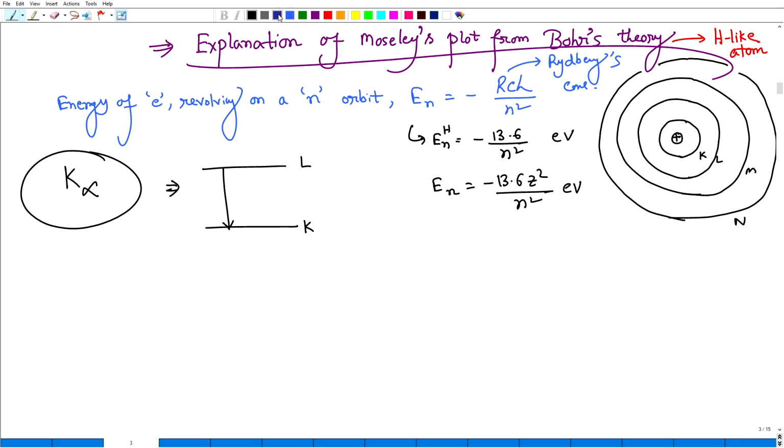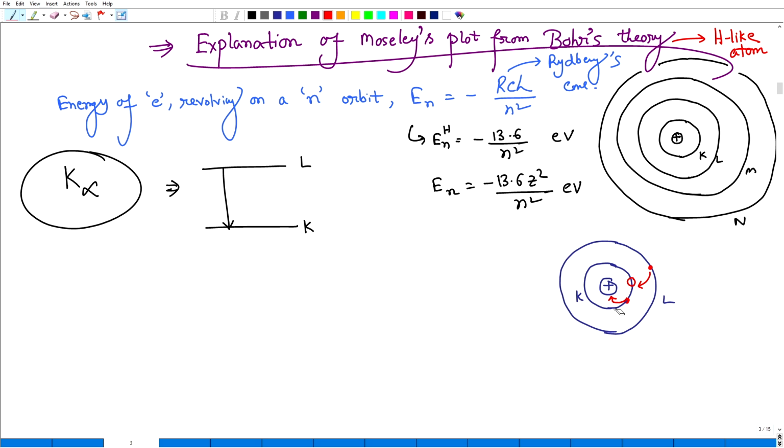So now if you draw it, we are just focusing on K and L. One electron is still there, one electron is kicked out and one electron is coming from L to K. Now the K orbit is very close to the nucleus, right. So we can think like this, the effective atomic number should be Z minus 1, because there is one negative charge. We can think this electron is actually in the nucleus.